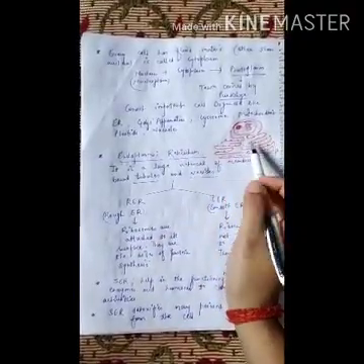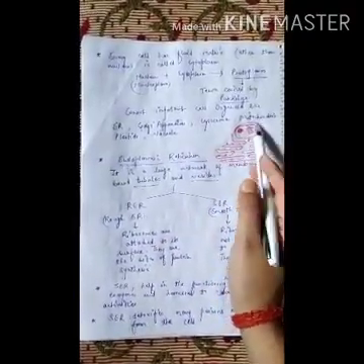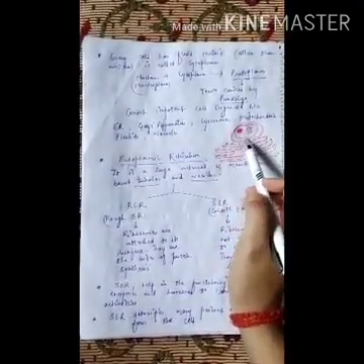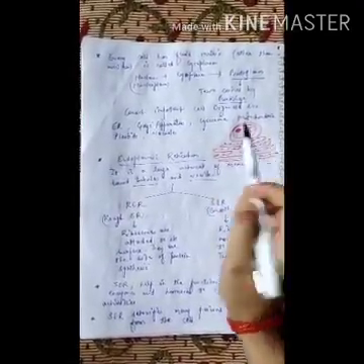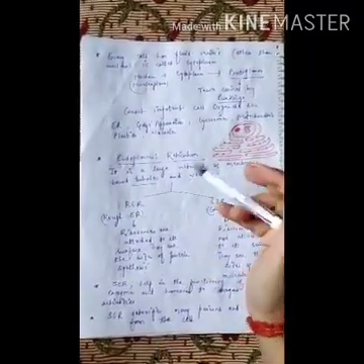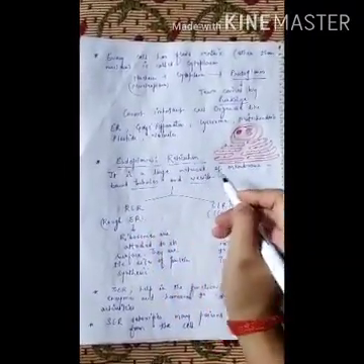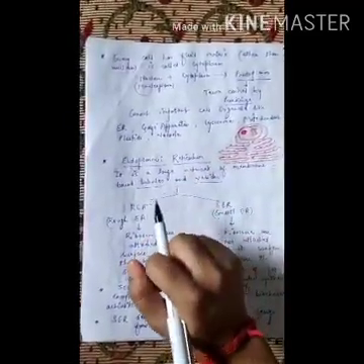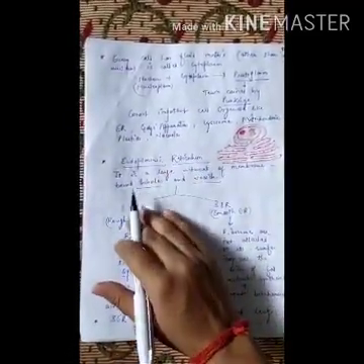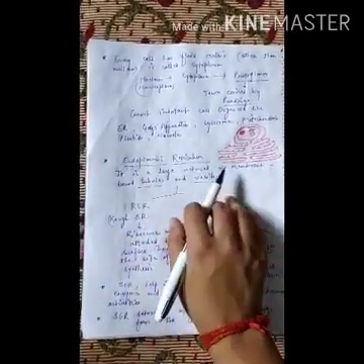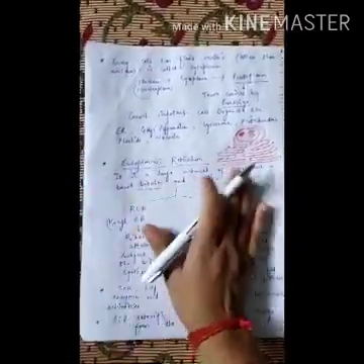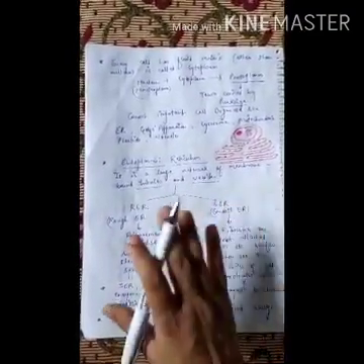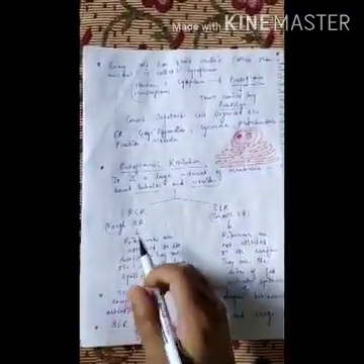Endoplasmic reticulum: you see in a cell where the nucleus is present, around the nucleus there is endoplasmic reticulum. It covers the nucleus. It is a large network of membrane bound tubules and vesicles. Endoplasmic reticulum is divided into two parts, that is RER and SER. RER, rough endoplasmic reticulum. SER, smooth endoplasmic reticulum.